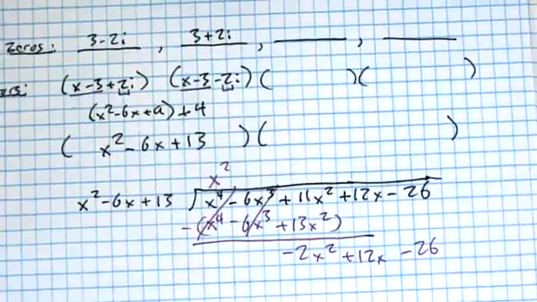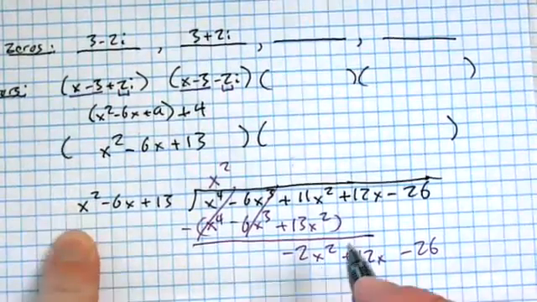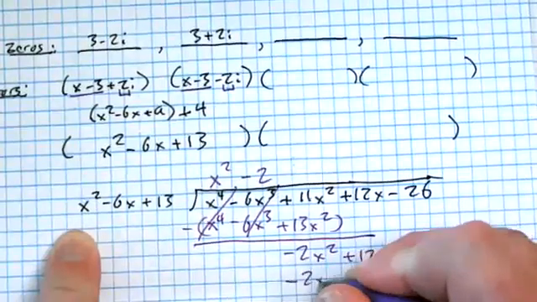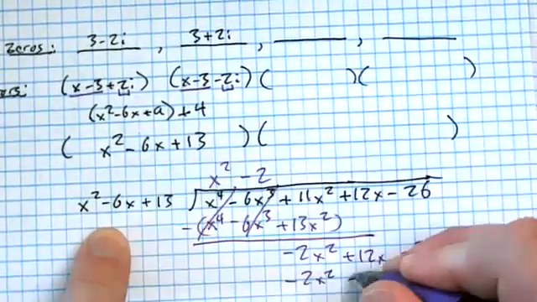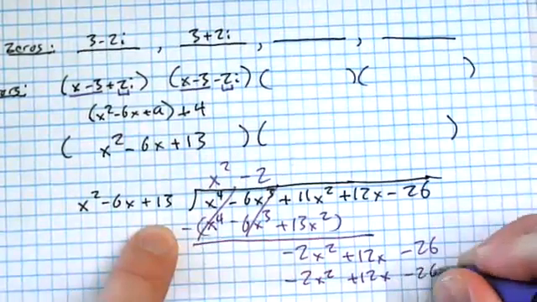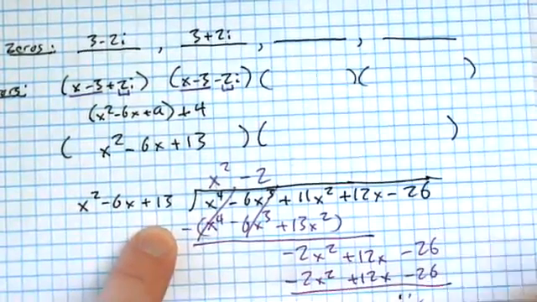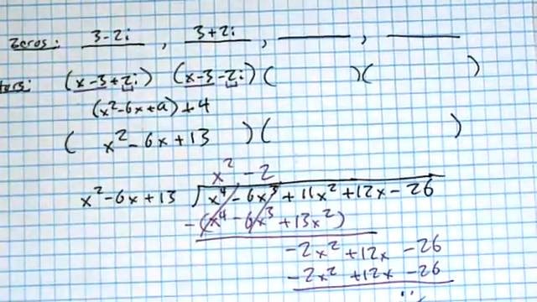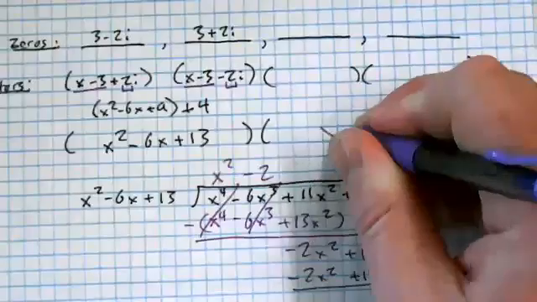Then I need to do x squared into negative 2x squared. That's minus 2. Minus 2 times that is negative 2x squared. Minus 2 times that would be positive 12x. Ooh, that's nice too. And a negative 26. Yay. Happy. We got the remainder of 0, which we should have, right? Because we knew that was going to be a factor. So my quadratic factor is x squared minus 2.